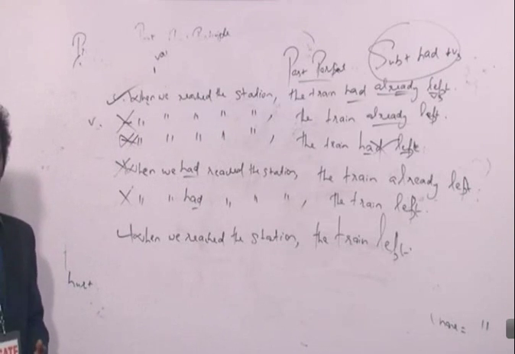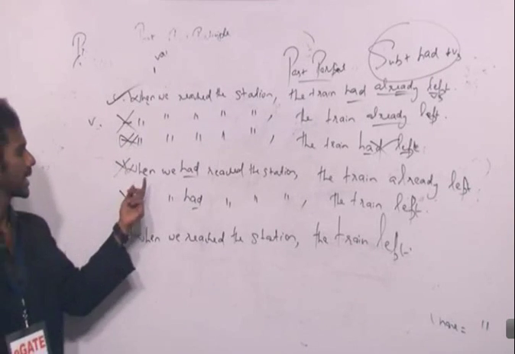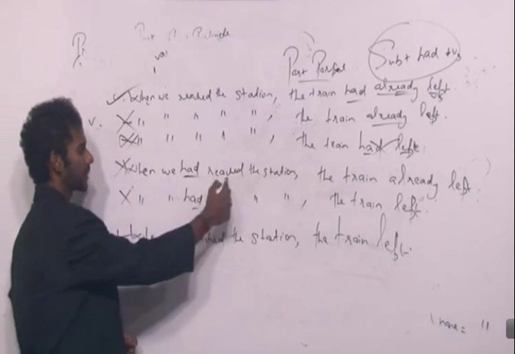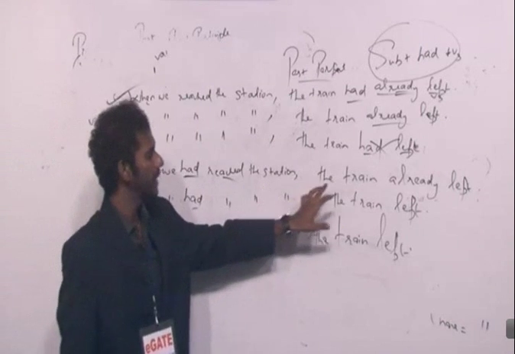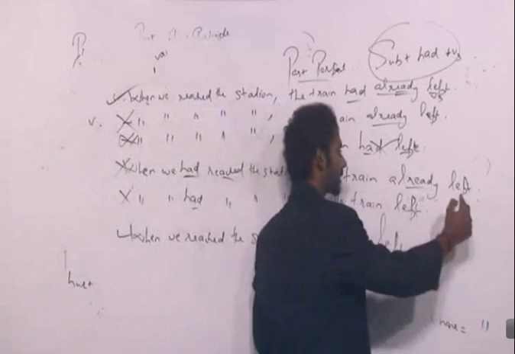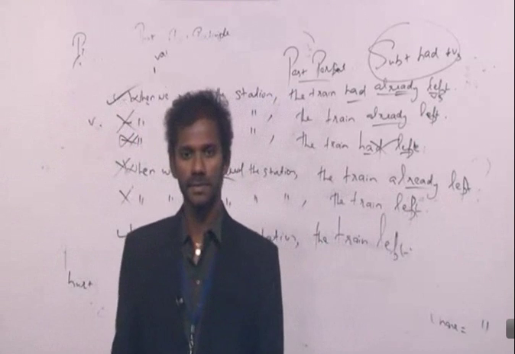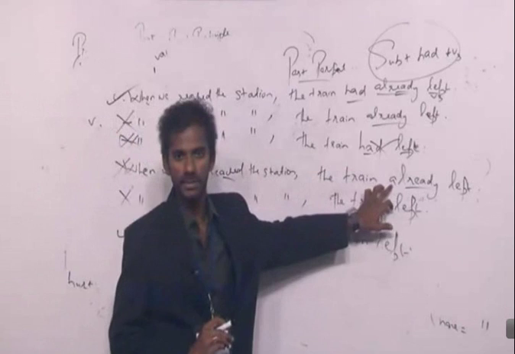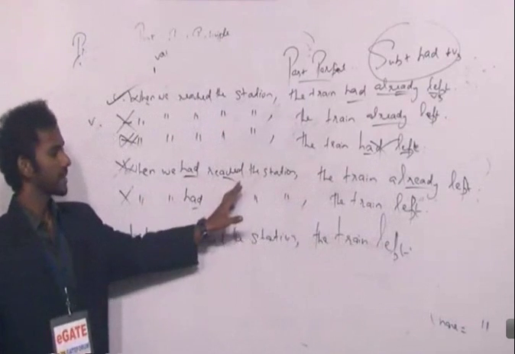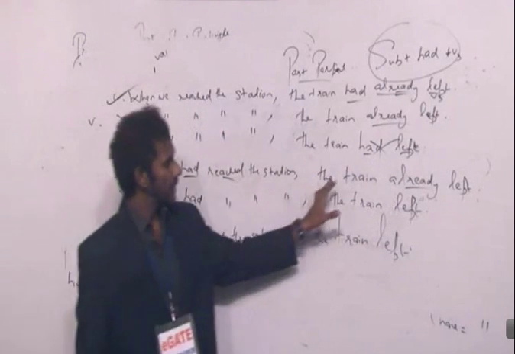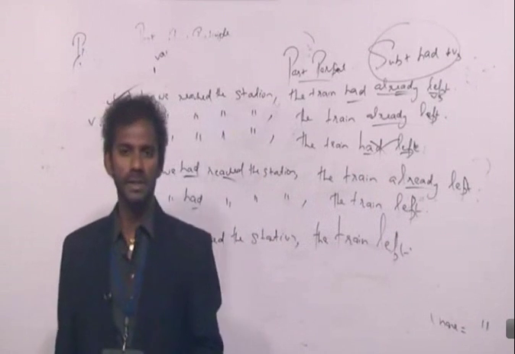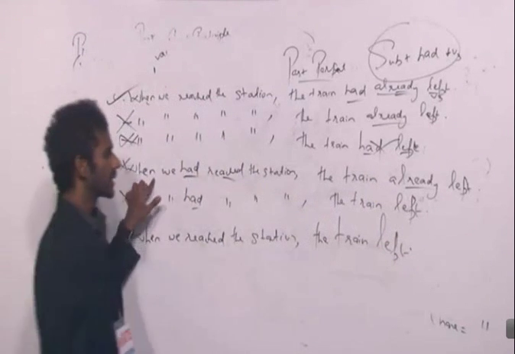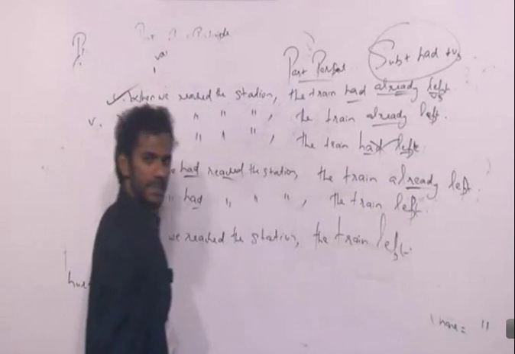Come to the fourth one. You may think and tell me as to what is the error in the fourth sentence. When we had reached is past perfect. The station, comma, the train already left. Already tells us about time difference. Think for a while. Past perfect is there. Time difference is also there. Clear? We reach the station, one action in the past tense. The train already left, another action in the past tense. So here in the fourth sentence, we have two actions in the past tense. There's a time difference also. But what is the error?